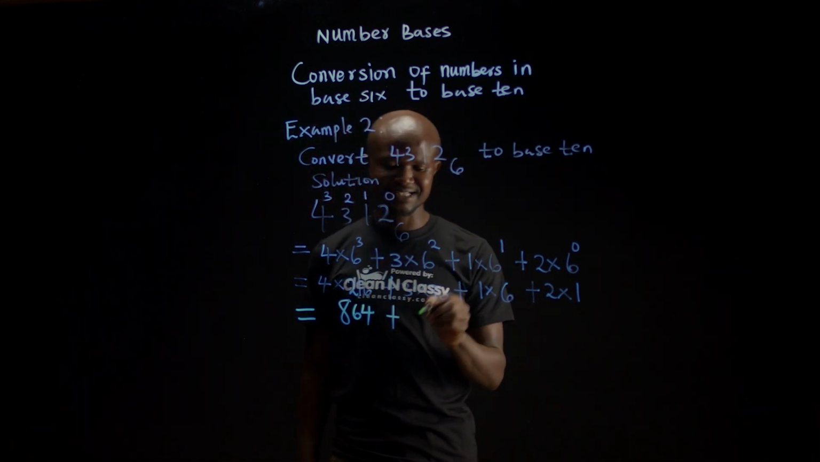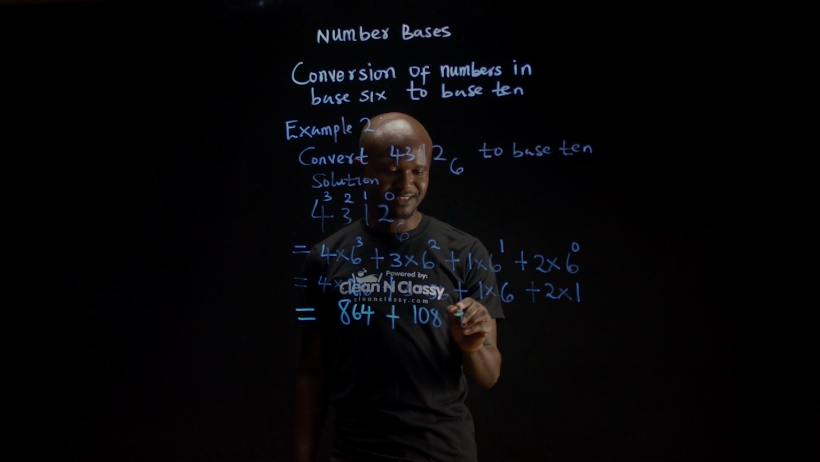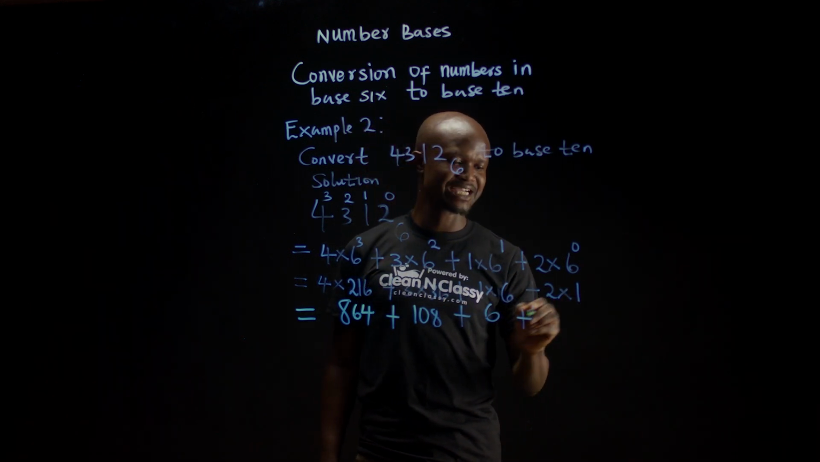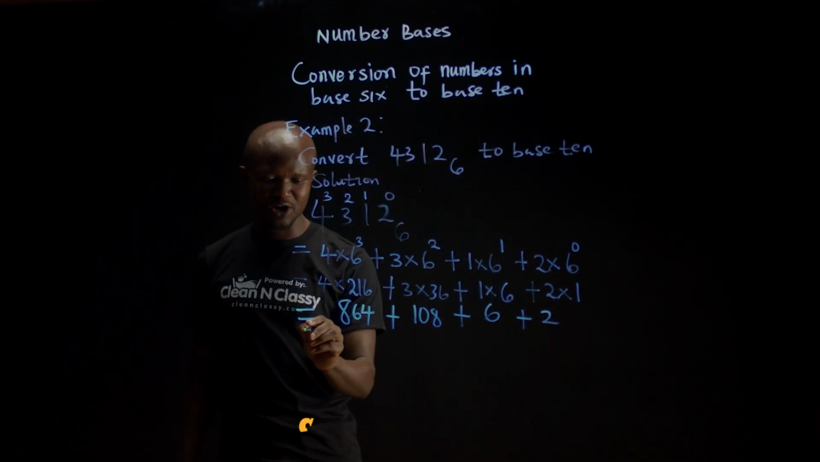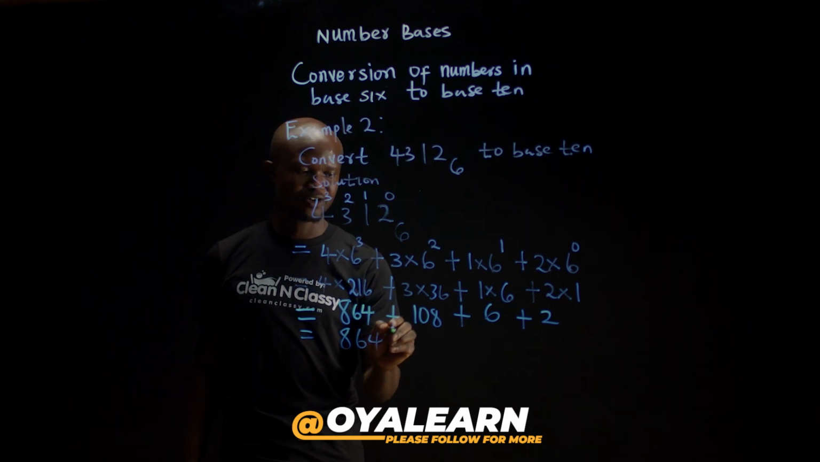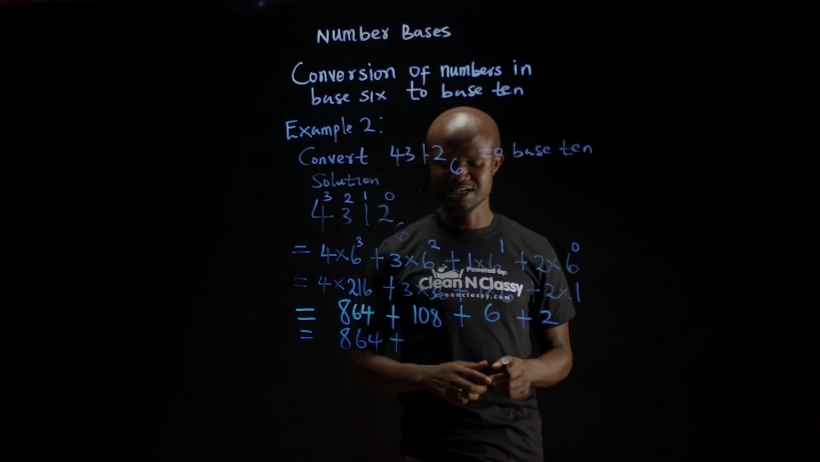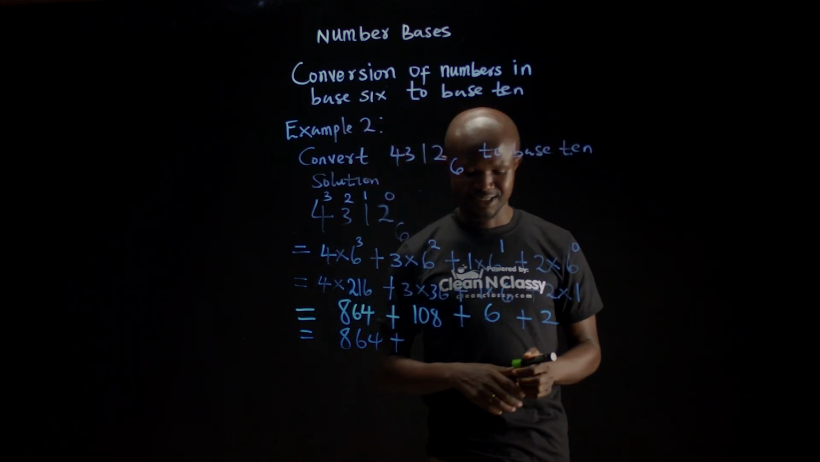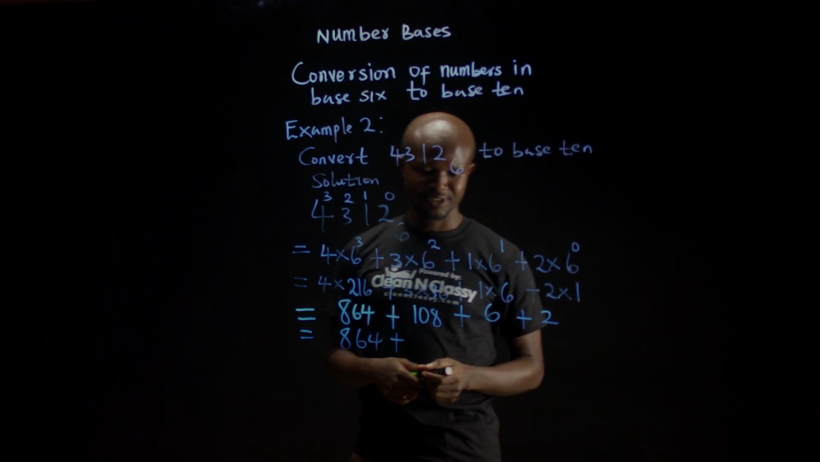Now, 3 times 36, that is 108. Then 1 times 6, that is 6. And 2 times 1, what do we have? That is 2. Now, we are going to add. Let's take this one. 108 plus 6, that is 114. Then 114 plus 2, that is what?